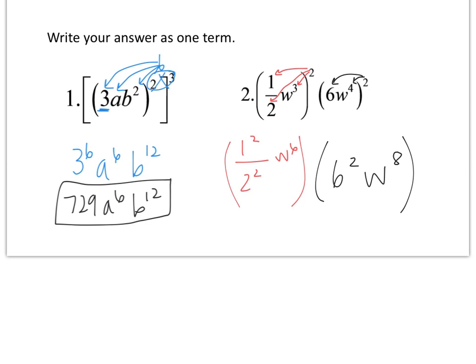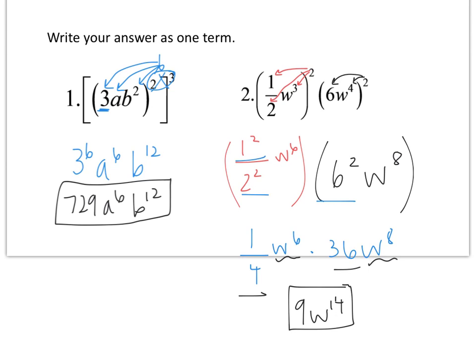And now I'm going to simplify a step further. 1 squared is really just 1, but 2 squared is 4, times w to the 6th, and then over here, this is all times 36 w to the 8th. So now I have to combine my coefficients, 1/4 times 36, and that gives me 9. And w to the 6th and w to the 8th give me w to the 14th. And that would be my final answer for example 2.